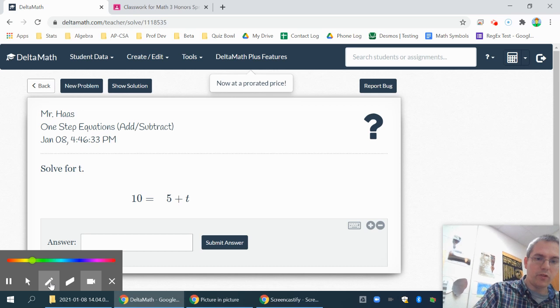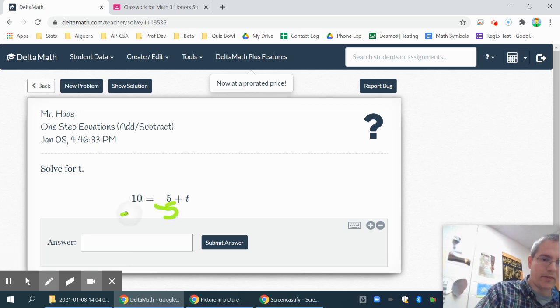On this one, you would just subtract. You have a 5 that's positive, and you would subtract 5 from both sides. So that would be a minus 5 on this side, minus 5 on this side. So your final answer would be that 5 was equal to t.